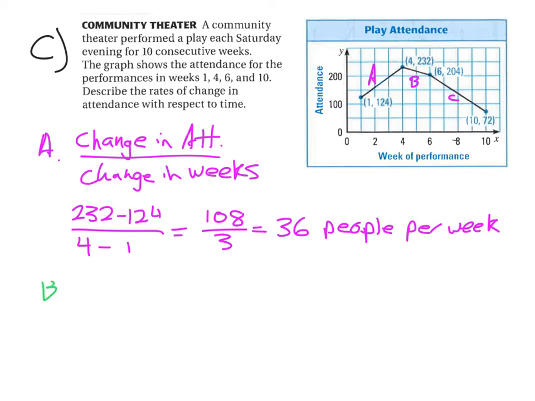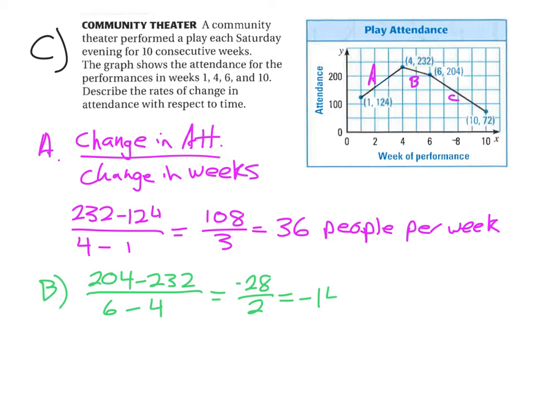Now for section B of our graph, we're going to do the same thing. From week 4 to week 6, the attendance went from 232 people to 204 people. Now, to find the change, I'm still going to start with that last number, and I'm going to subtract the first number. And for the weeks, we have 6 minus 4. Now, in our numerator here, we actually are going to get a negative number, negative 28. In our denominator, we have 2. So our rate of change is negative 14 people per week.